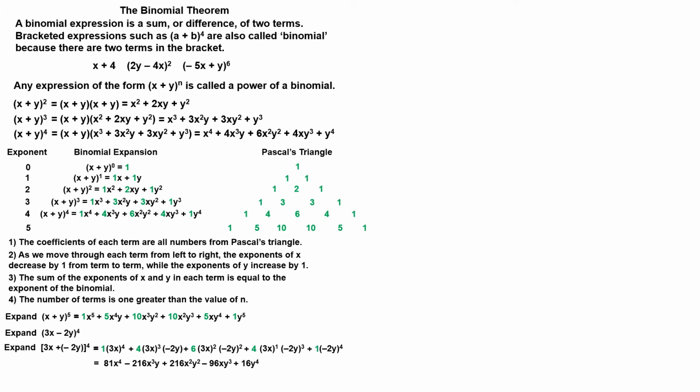The Binomial Theorem can be written as follows, where n is a positive whole number. We can also write the binomial theorem using sigma notation. Now let's see how it works.